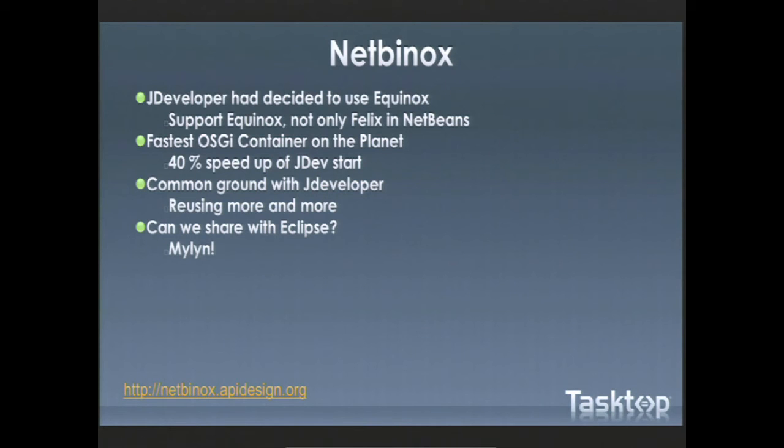So JDeveloper was famous for having really slow startup. By switching to OSGi, the guys managed to improve their startup. So it started in 1 minute. I'm describing the case when you shut your computer down, boot it on, and then launch JDeveloper or NetBeans, because that's the most I/O intensive start. So JDeveloper could start in 1 minute. When we switched to Netbinox, we were able to start in 40 seconds or something like that.